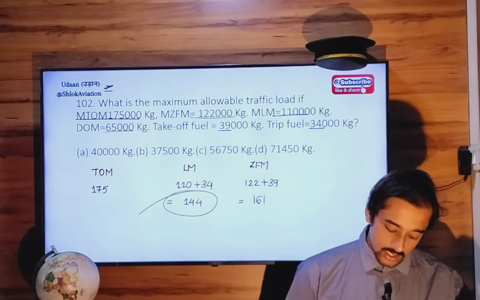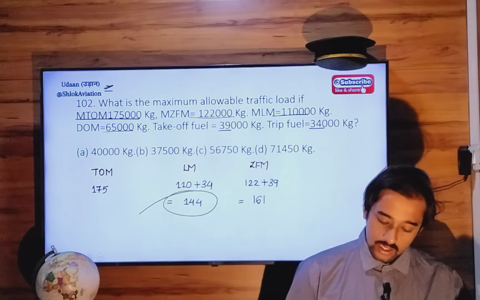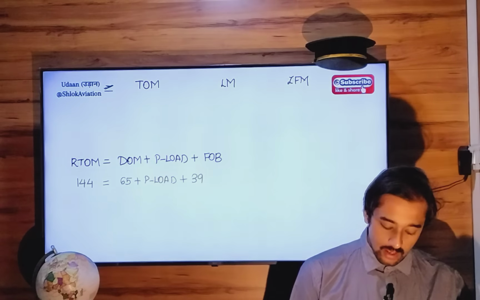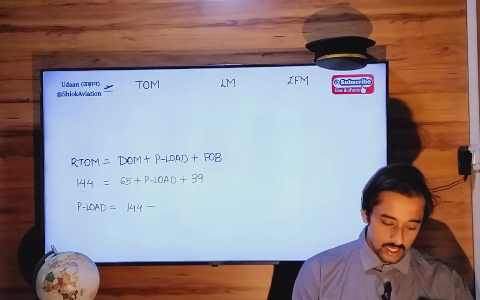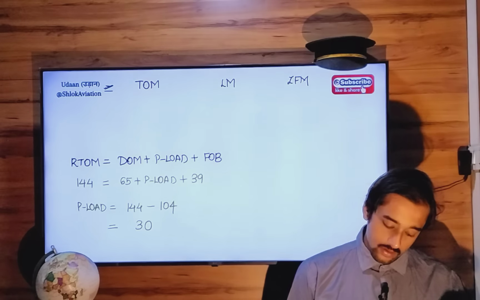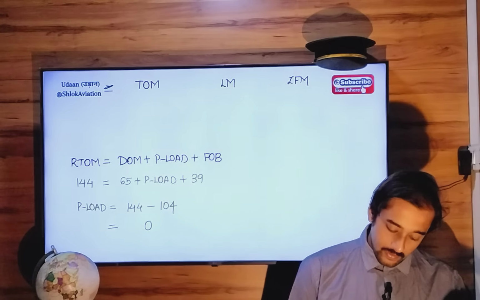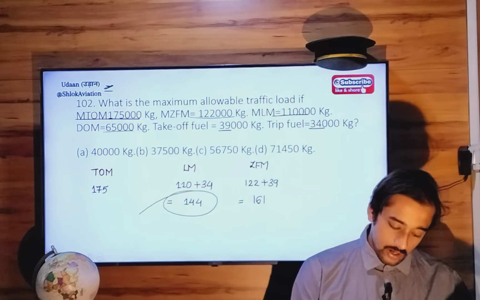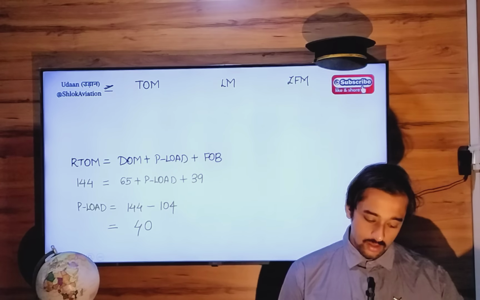Dry operating mass is 65,000 or 65. Payload is unknown. Fuel on board is 39. Therefore, payload will be equal to 144 minus 65 plus 39, 104. So that is equal to 30. Correction, 40. So payload will be equal to 40,000. Option A. So this is how you do this sum.